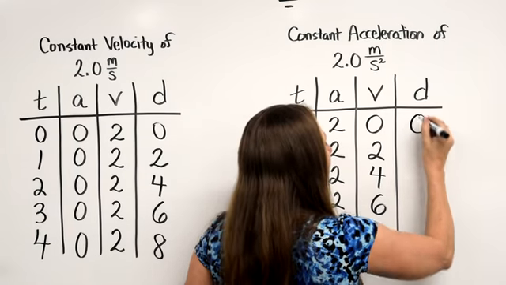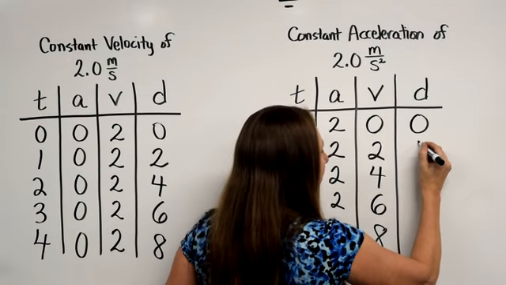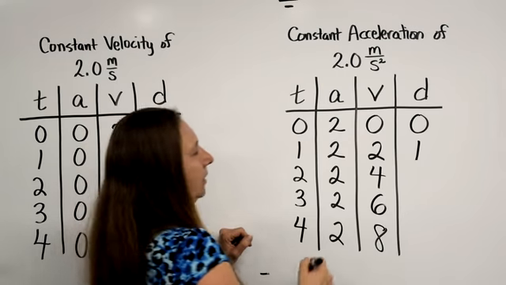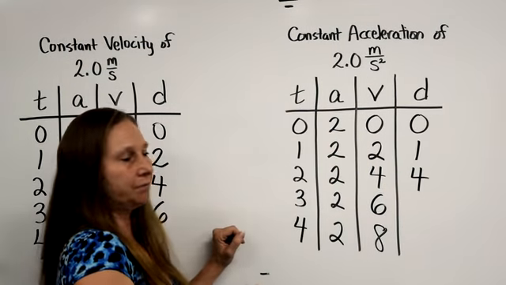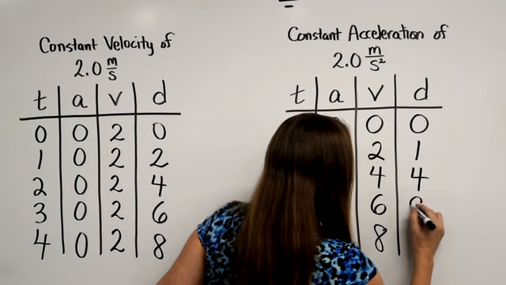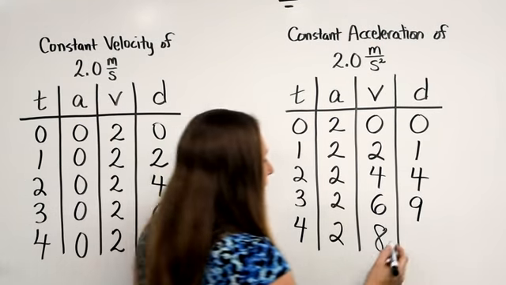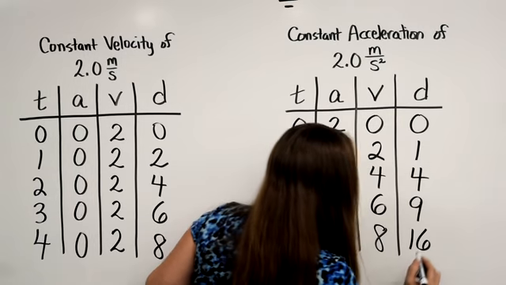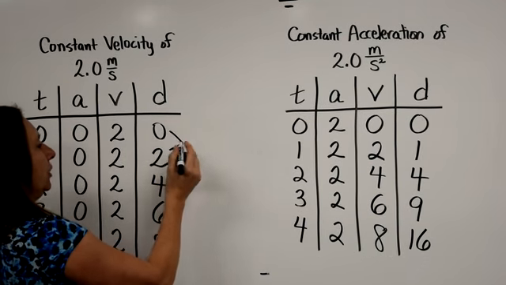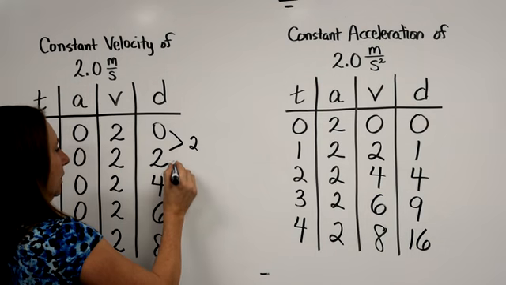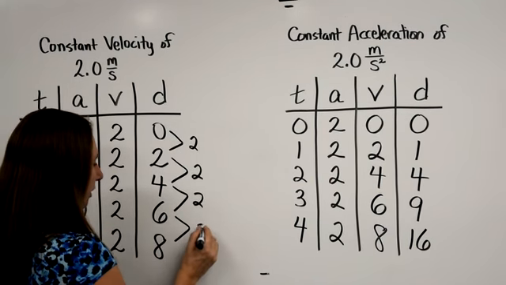So if we start with a displacement of 0, after the first second, you've gotten to 1 meter. Then after the next second, you've gotten up to 4 meters. After the next second, you've gotten up to 9 meters. And after 4 seconds, you are at 16 meters. Now, just for the heck of it, look here. Your change in distance here is 2. Your difference is 2. Your difference is 2.